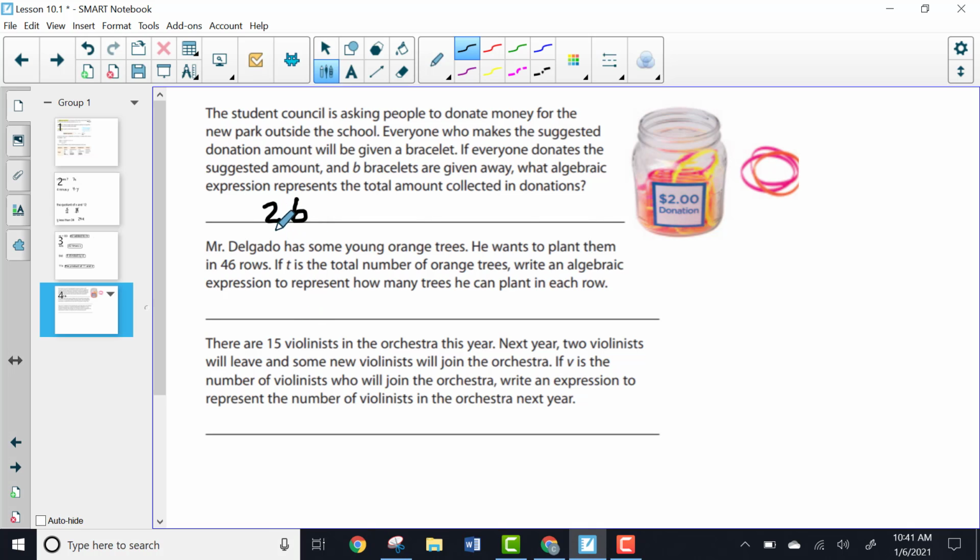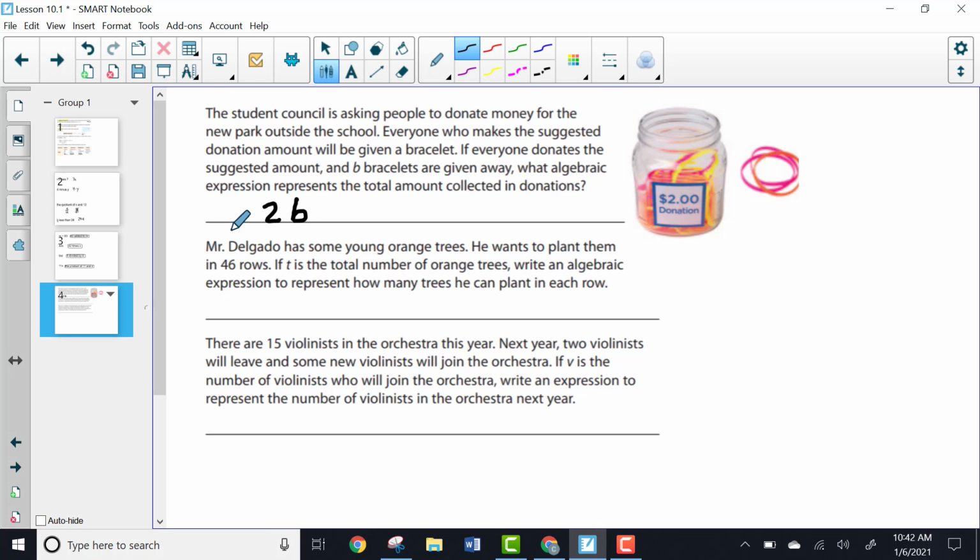Now why is it 2b? Where am I getting my 2 from? That's the amount of each bracelet, the suggested donation. B, that's how many are given away. We don't know how many are given away. Just remember, a variable, we don't know the amount of that variable. Thinking about the definition of a variable, it's a letter or symbol used to represent an unknown or unspecified number. So we don't know the amount, so that's why we use a variable there. If you were to take 2, the suggested donation, multiplied by how many were given away, that would be the algebraic expression that represents this real world situation.